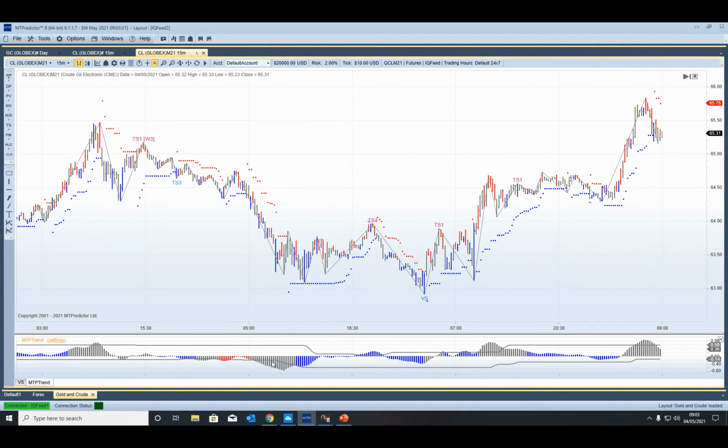So at MT Predictor many years ago, I realized that what we need to do is we need to only focus on when the markets are clear. In other words, when there's only a clear pattern. And for this, I developed my unique isolation approach to Elliott Wave.